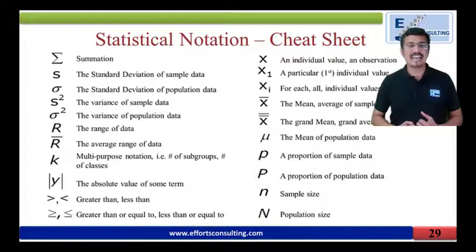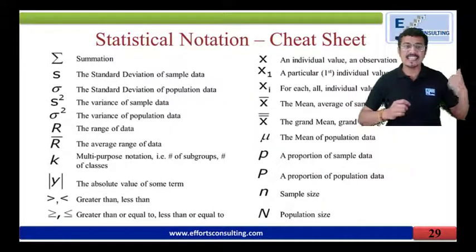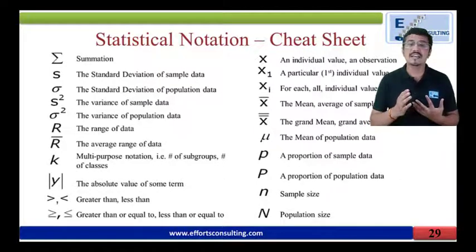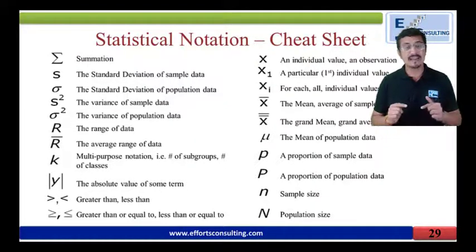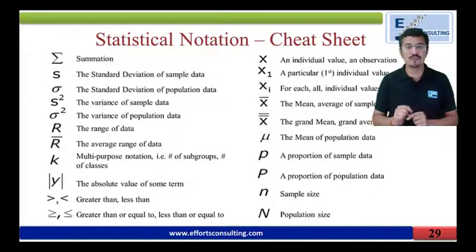Now let us understand some of the statistical notations and what exactly they mean. You can see here the sigma is for summation, and the S is the standard deviation for the sample data. Sigma is the standard deviation of the population data. So if you are denoting the standard deviation for the sample data, you use small s, and sigma is for the population. Sigma square is variation, and the italic sigma squared gives you the variation for the population data.